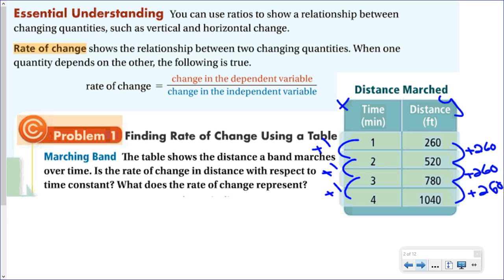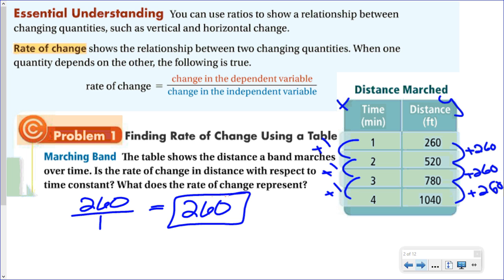Now, what you're supposed to do to find your slope is to put your change in y over your change in x. So your change in y is 260. Your change in x is 1. And 260 over 1 really is the same thing as 260.